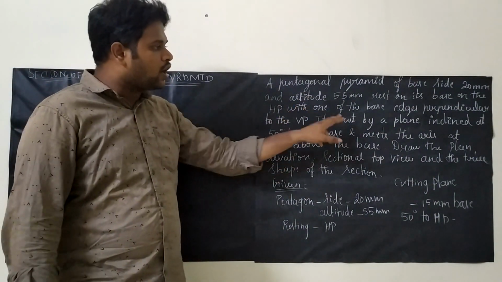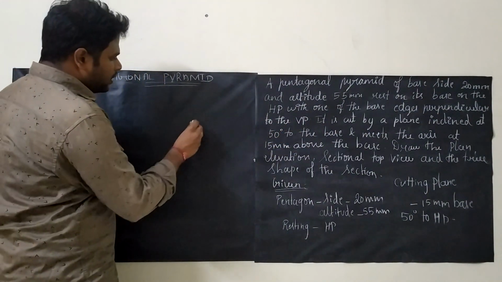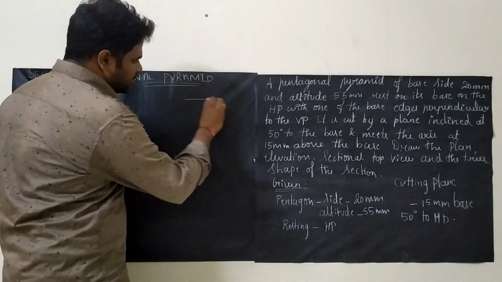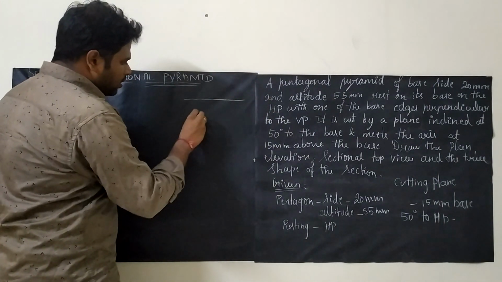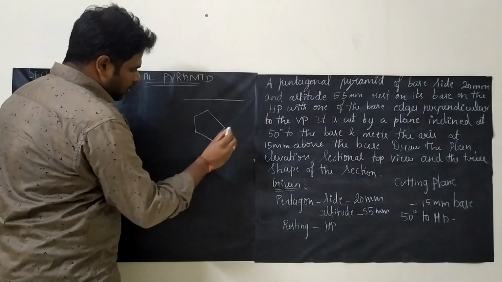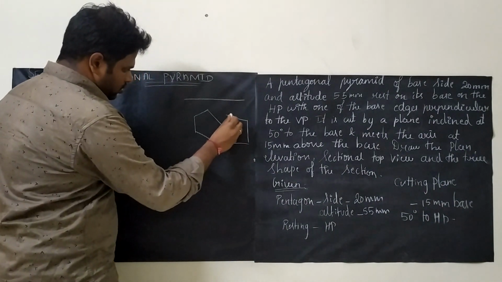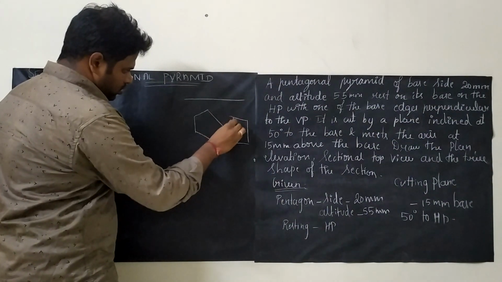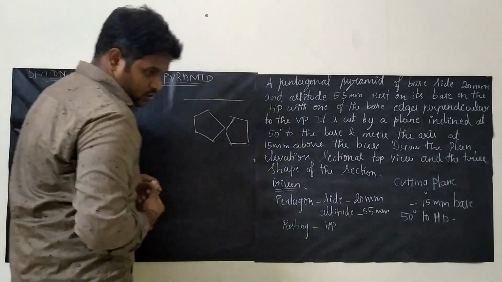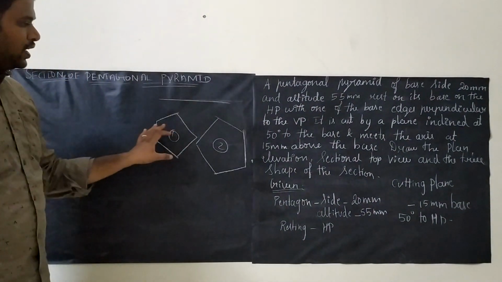Next thing is with one of the base edges perpendicular to VP. So pentagon means we can draw the pentagon like this. See here, if this is VP, we can draw the pentagon either this way or this way. We can draw these two types.